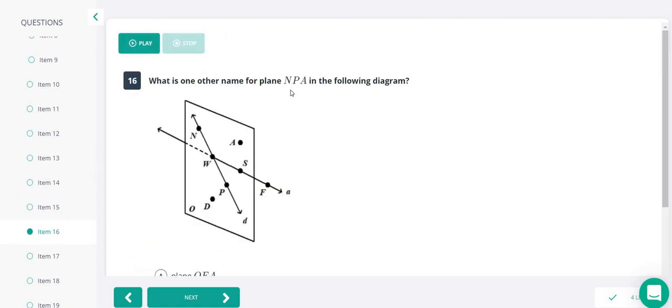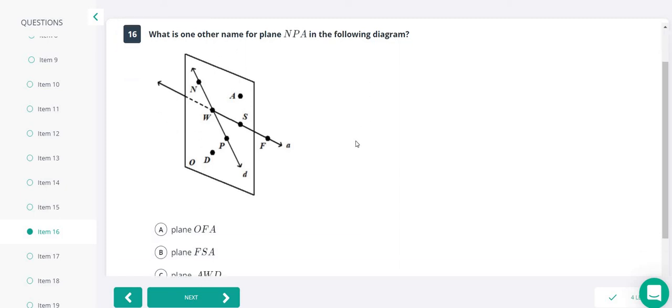What is one other name for plane NPA? When we are naming a plane, all you have to do is name any three points that are within that plane. So we can name it based on any of these points. We can't use F because F is not on the plane, but you can pick any three among N, W, A, P, and D. So any three of these could be the name.